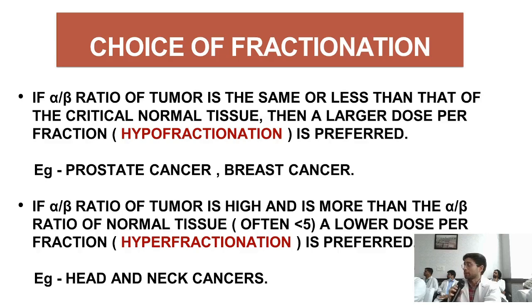So this actually helps us to choose the type of fractionation, because if the alpha beta ratio of the tumor is the same or less than that of the critical normal tissue, then a large dose per fraction is preferred, which we call hypofractionation. And if the alpha beta ratio of the tumor is high and is more than the alpha beta ratio of normal tissue, a low dose per fraction, which is called hyperfractionation, is actually preferred.